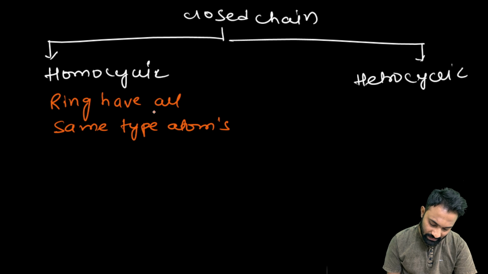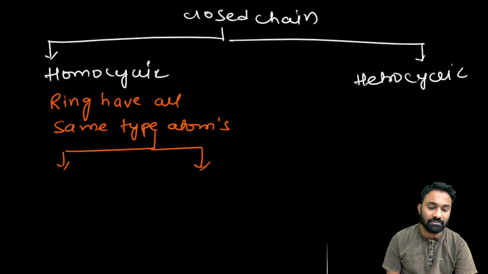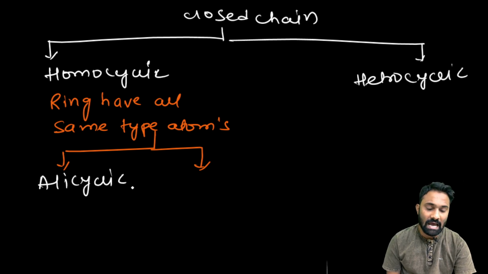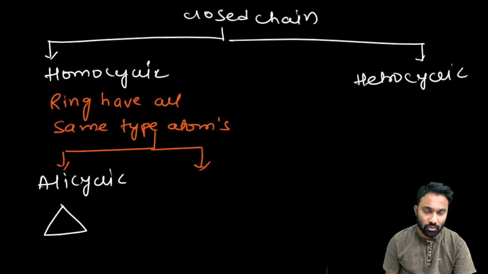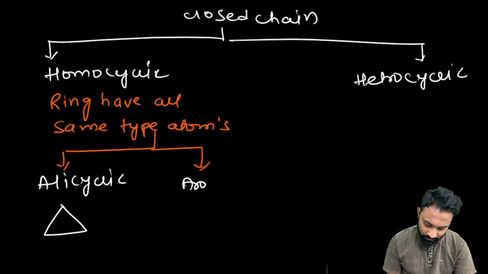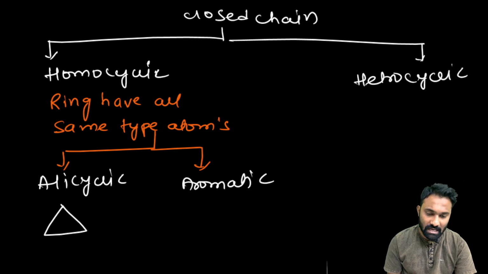Again this homocyclic is classified into two types. One is alicyclic. Alicyclic examples: cyclopropane, cyclobutane, cyclohexane, cyclopentane. The next one is aromatic.